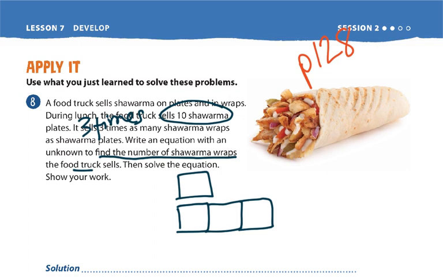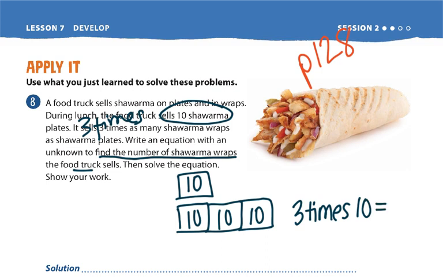What am I going to put inside the box, Caleb? 10. The equation is 3 times 10. What's 3 times 10, Lennon? 3 times 10 equals 30. And I'm going to use the word wraps. We're going to fall off the page on that one. Okay?